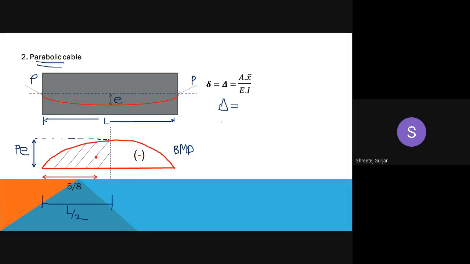Now can you tell me what is the area? This shaded area I need because deflection will be maximum at the center span, right? So I need the area from support to center span. Can you tell me the area of this half parabola which I have shaded? How much is it?